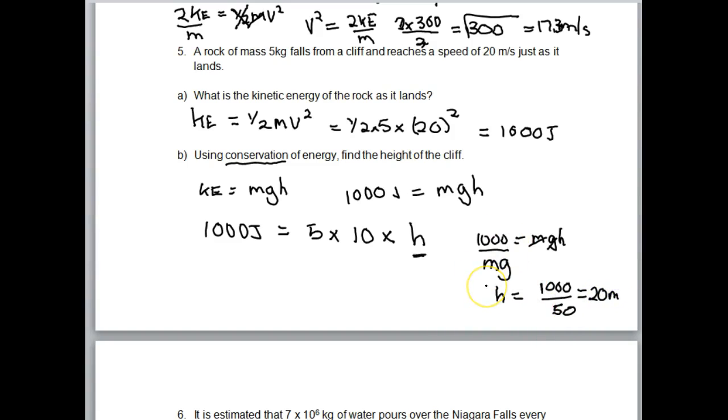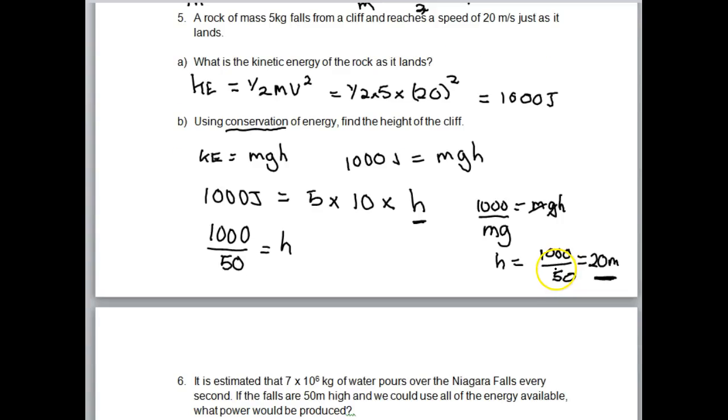That was looking at it from a purely algebraic point of view. If you just put the numbers in, which is a top tip, quite often you'll see the relationship more easily. You notice that h is multiplied by 50, so 1,000 joules divided by 50 equals h. That is 1,000 divided by 50, which again gives 20 meters. So the height of the cliff is 20 meters.